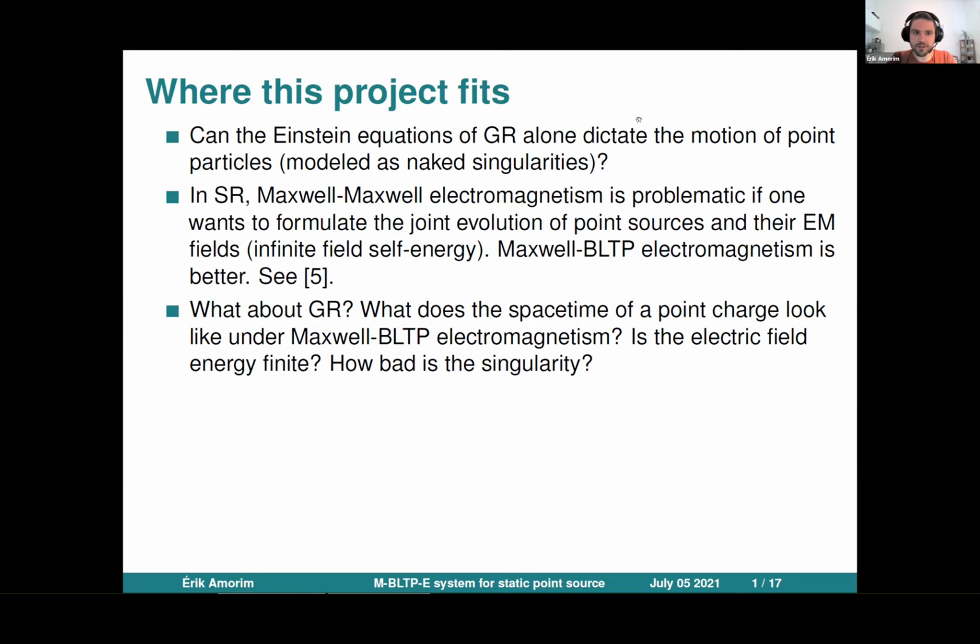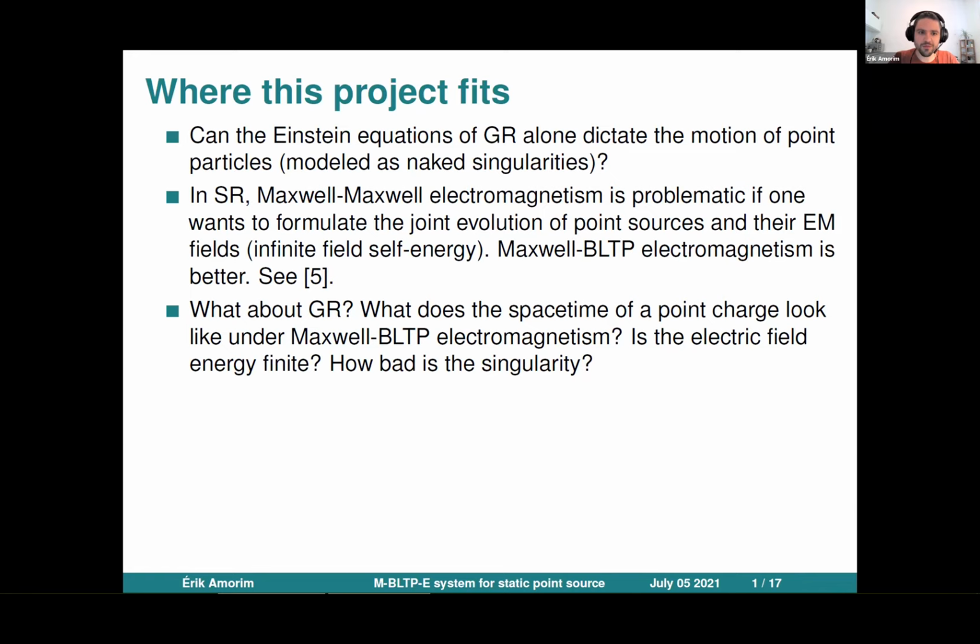So if you look at the first question here, can the Einstein equations of general relativity alone dictate the motion of point particles when you think of point particles as naked singularities of the spacetime? I don't have an answer to that question. The place where my project fits is much more modest within this question.